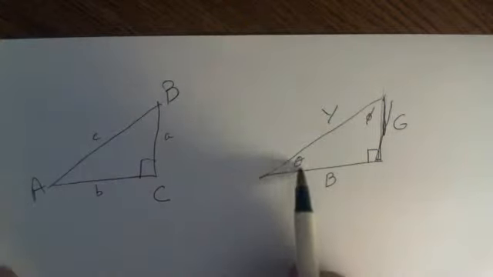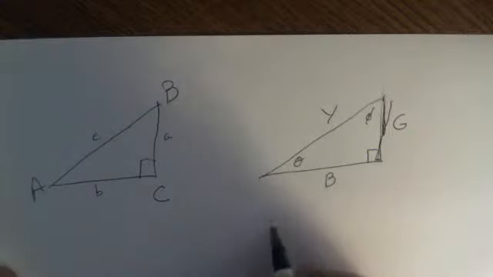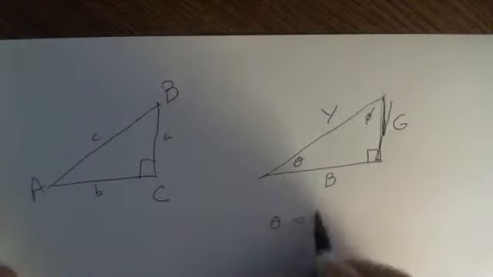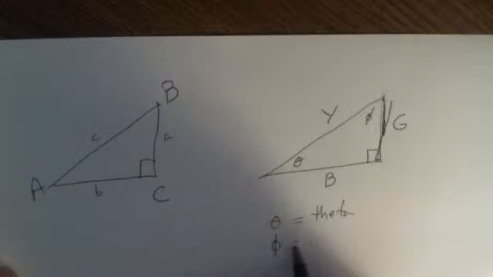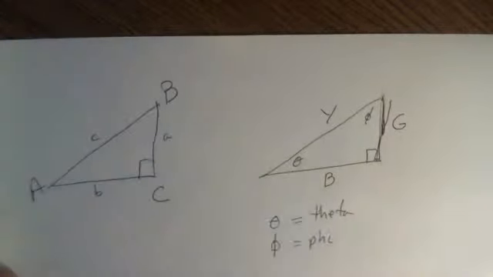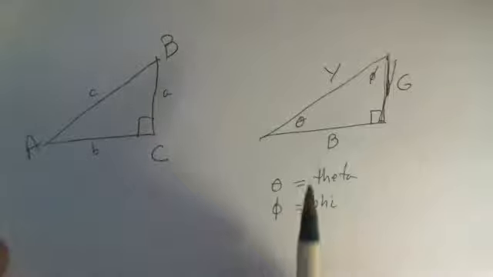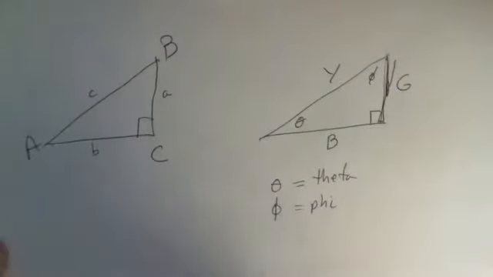So this Greek letter here is called theta, and this one here is called phi. It's just names, it's just terminology. What you have to understand is the difference.